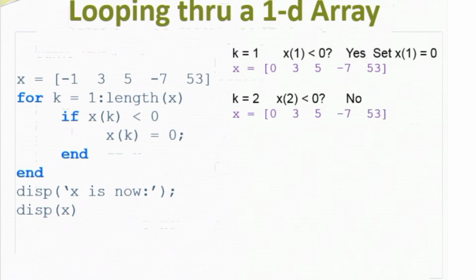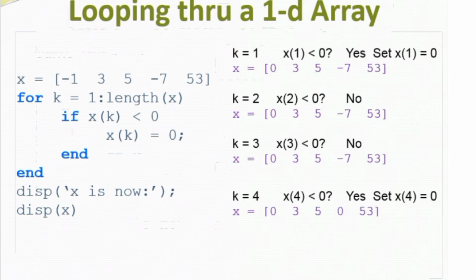I loop around again. Now k is 2. Now I'm looking at x of 2. Is x of 2 less than 0? No, x of 2 is 3. So what happens? Skips the conditional, skips to the end, goes back around the loop. So entry 2 stays the same. Third time around. Now I'm looking at x of 3. Is x of 3 less than 0? Nope, it's 5, so nothing happens.